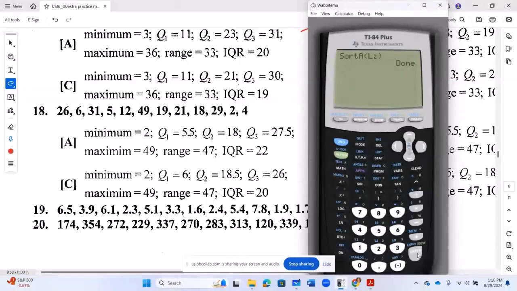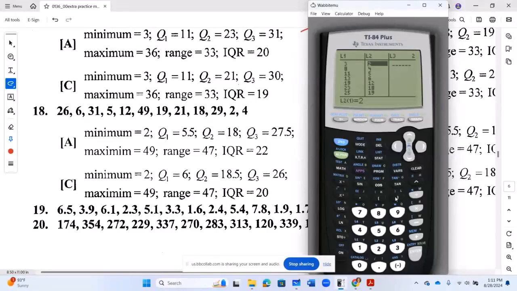I have sorted in ascending order. Let me see. Is it true? Of course it is, but let me check. Okay, so my data is now in ascending order. Now I'm about to do one variable stat of L2 because my number 18 is in L2. So let me do that. So I am going to L2.